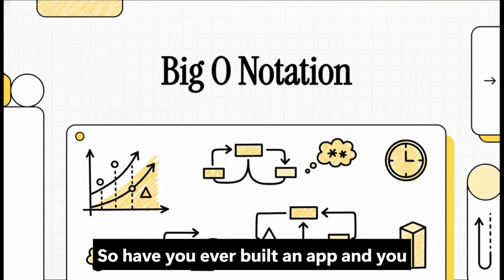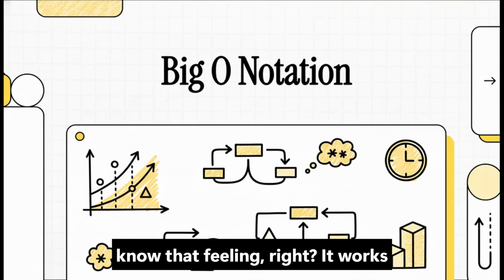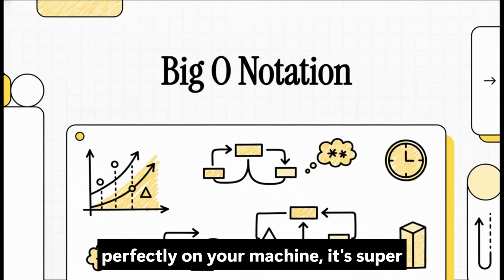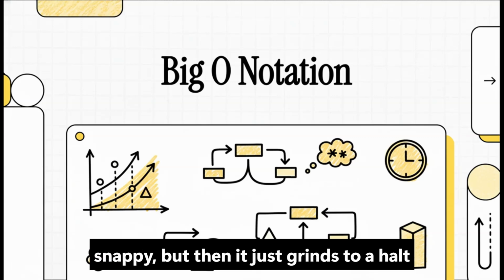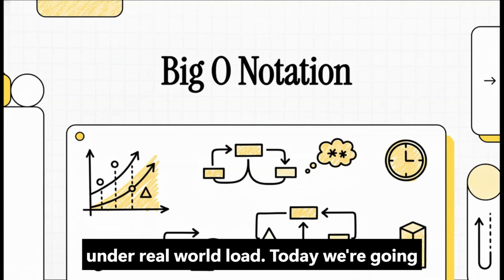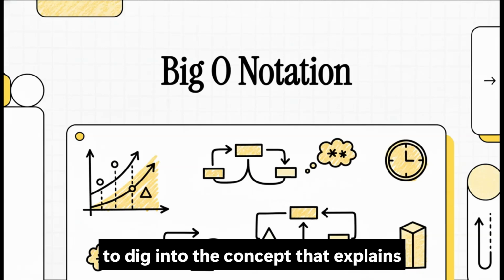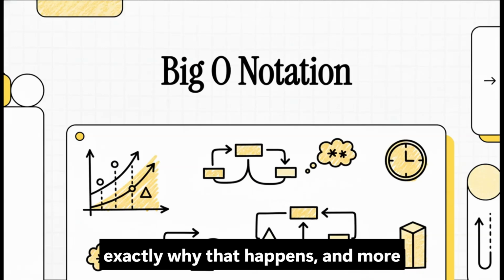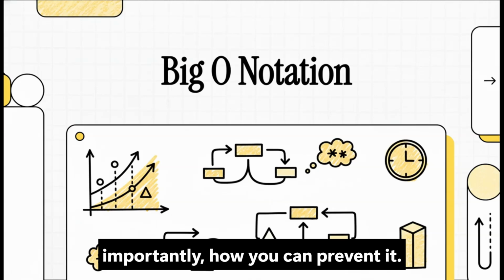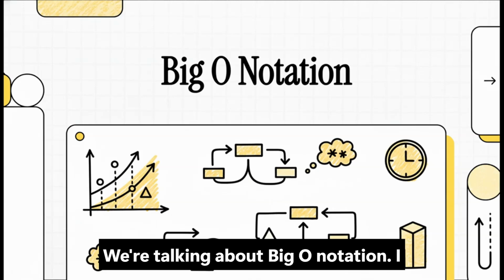Have you ever built an app and you know that feeling, right? It works perfectly on your machine, it's super snappy, but then it just grinds to a halt under real-world load. Today, we're going to dig into the concept that explains exactly why that happens and, more importantly, how you can prevent it. We're talking about Big O notation.